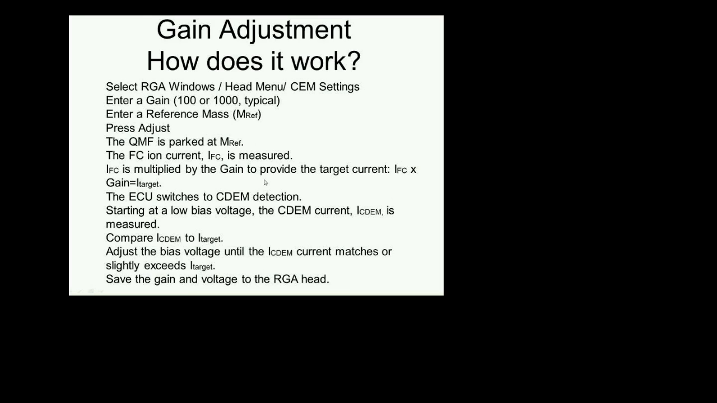Most software packages will allow you to adjust the gain automatically, and the way they do it is very simple. They will measure the ion current with a Faraday cup. Then you will say what gain you want. They will multiply that Faraday cup current by the gain, and then they will switch to the electron multiplier and start increasing the electron multiplier voltage until the signal coming out of the multiplier is equal to the Faraday cup signal times the gain that you requested. At that point, the high voltage is set, and you have a calibrated electron multiplier for the specific gas that you used to do the calibration.